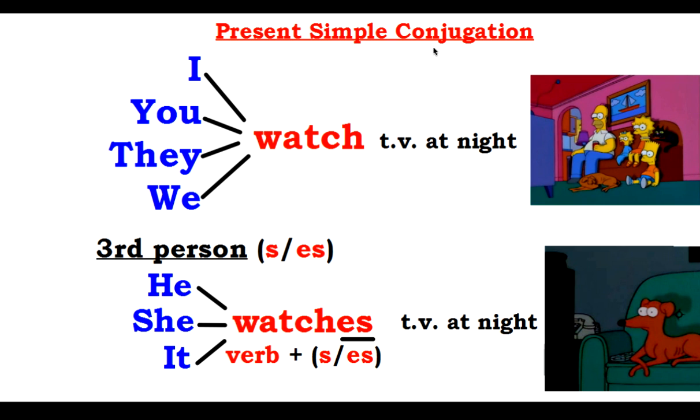Again, the conjugation with I, you, they, and we use the normal verb. With he, she, and it, we use the third person conjugation, the verb, and s, or es. Very good.